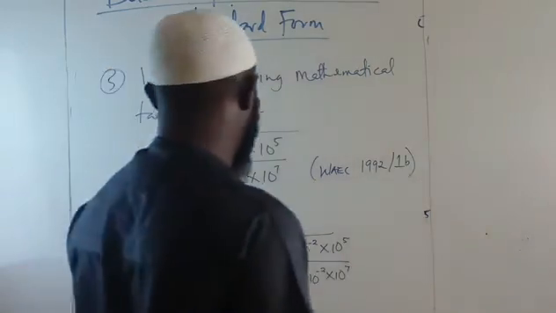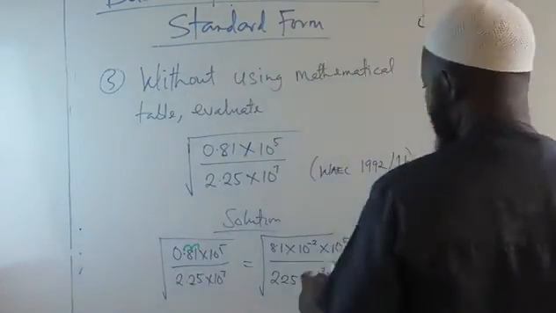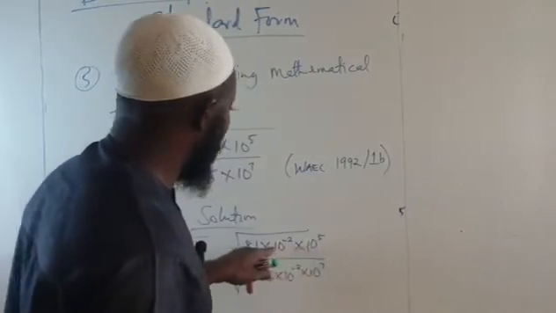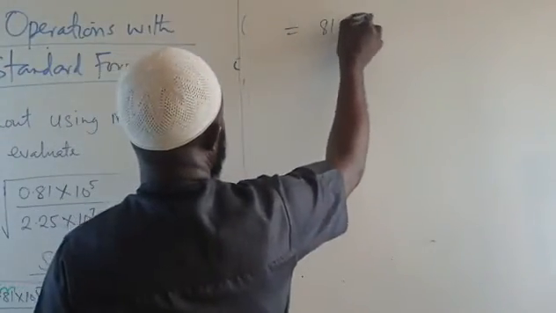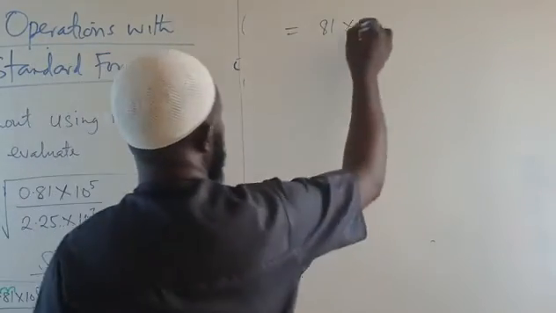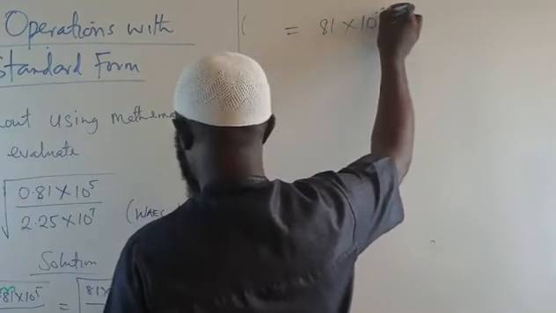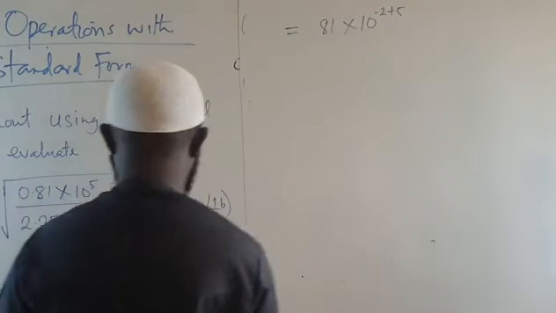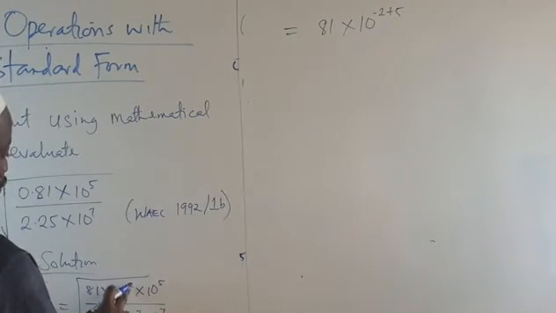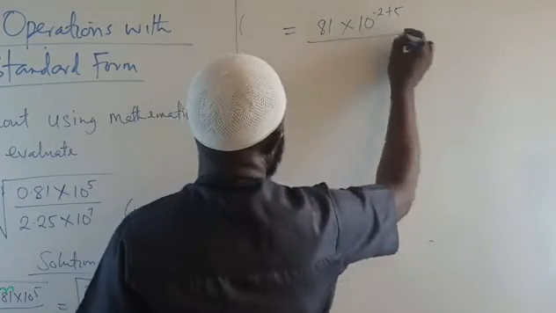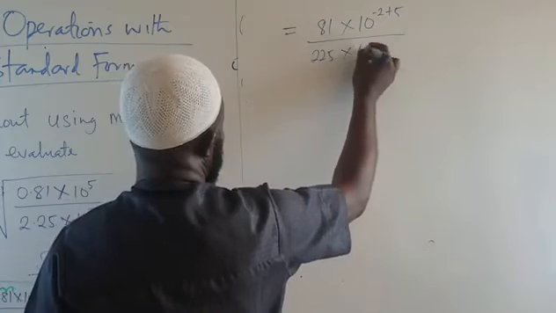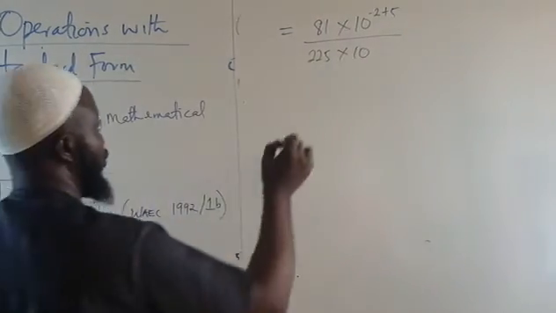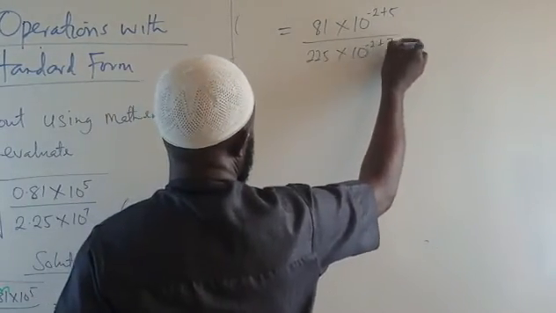So move to the next thing here. Let's back solve this one. So this gives me 81 multiplied by 10 raised to the power minus 2 plus 5. And this is to be applied here. That will be minus 2 times gives us a plus. We had power. So these are the same thing. 225 multiplied by 10 raised to the power minus 2 plus 7.